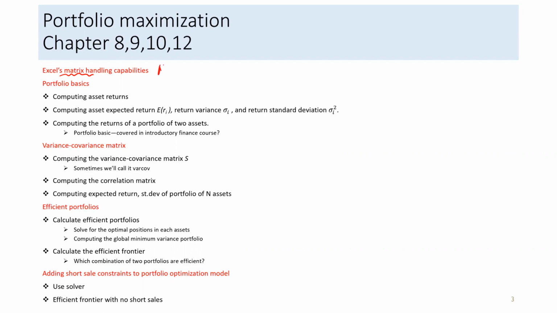For example, matrix multiplication. These are the functions: M inverse, transpose, and there are also some user-defined functions, unique row vector and unique column vector.